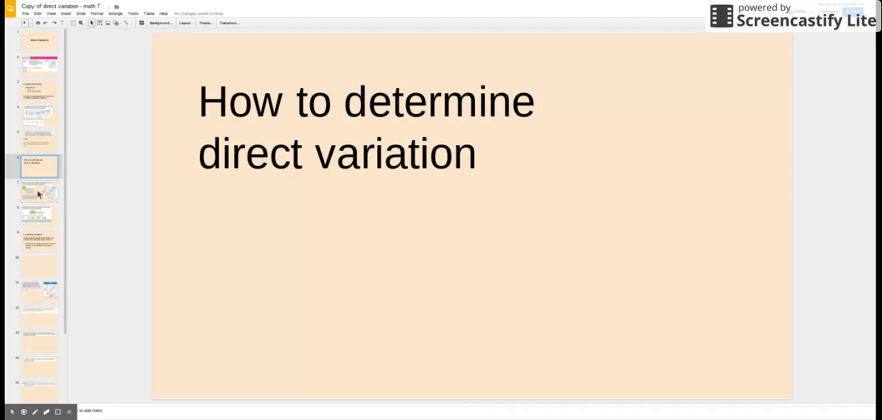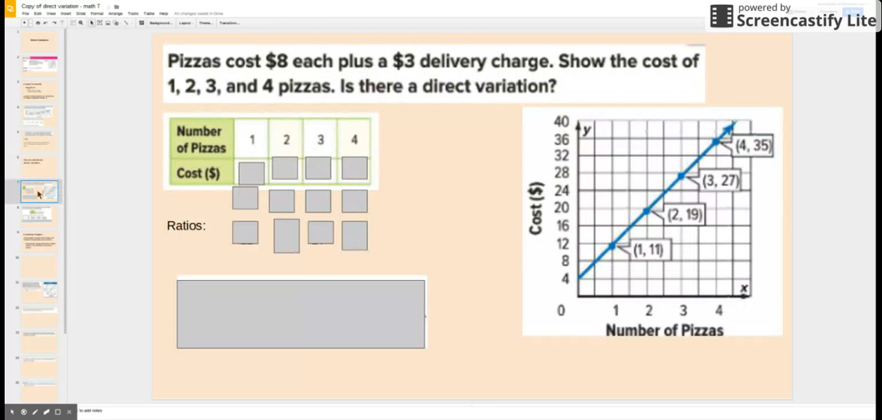How to determine direct variation. So pizzas cost $8 each plus a $3 delivery charge. Show the cost of 1, 2, 3, and 4 pizzas. Is there a direct variation? So here I have 1, 2, 3, and 4 pizzas and the cost.